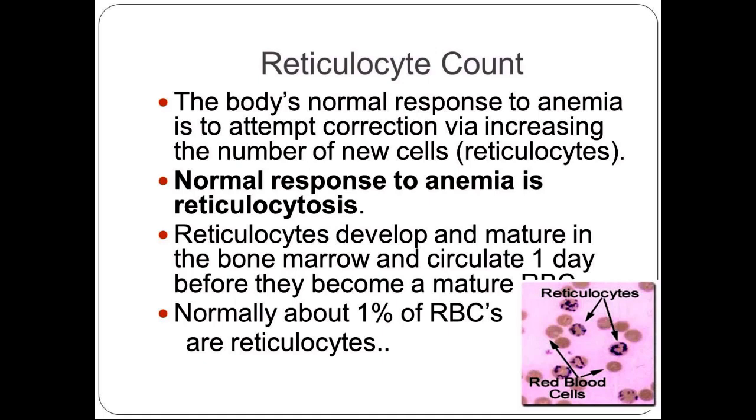Reticulocyte count. You see that a lot in sickle cell patients. You'll see these done, but you can definitely do them in people who do not have sickle cell. The body's normal response to anemia is to attempt to correct it by increasing the number of new cells, which are called reticulocytes. The reticulocytes develop and mature in the bone marrow, and they circulate about 1 day before they become mature. So when you look at a CBC and the different sizes, that's when you might be seeing different sizes. Normally about 1% of RBCs are reticulocytes.